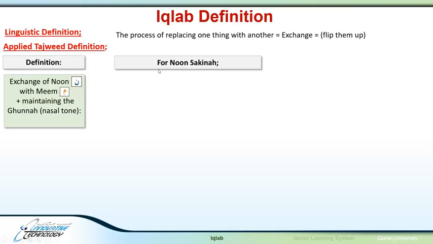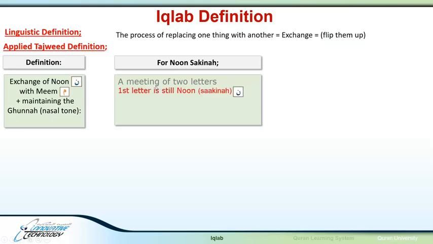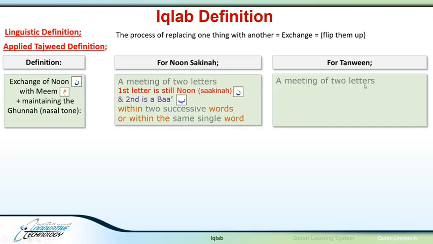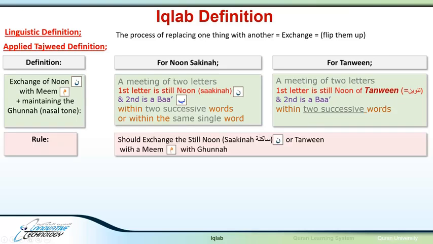So in case of the nun sakinah, we have two letters meeting, the first is a still nun, nun sakinah, and the second is ba, within two successive words or within the same single word. And for tanween, it is the meeting of two letters, the first one is the nun of the tanween, and the second one is a ba, within two successive words. Tanween happens only at the end of the word, so it cannot be in the middle of a single word. Now, in both cases, the rule would be to exchange the still noon, that of the nun sakinah or that of the tanween, with a meme, maintaining the ghunna of the noon and the meme.